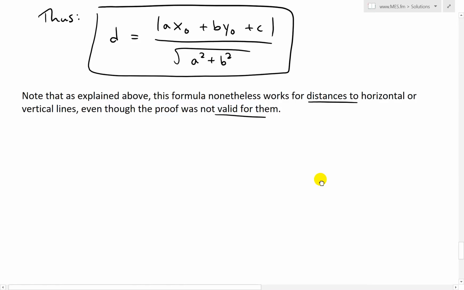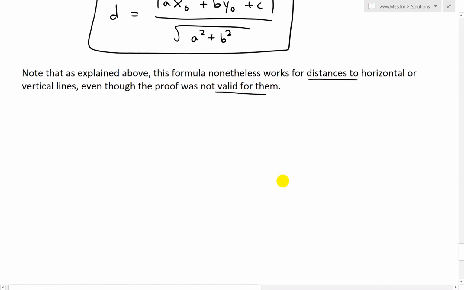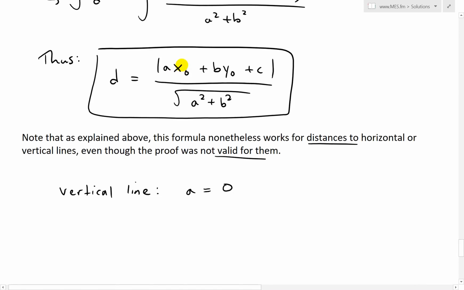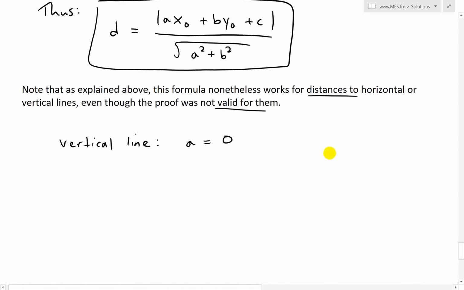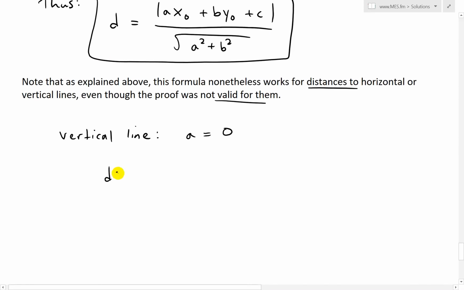Because the slope of a vertical line is infinity and the slope of a horizontal line is 0, you're going to have 1 over 0 or 1 over infinity, which is not defined. So note for a vertical line, this is when the x term goes away, so when a is equal to 0. Remember, the x term goes away, and we'll have that b1 there.